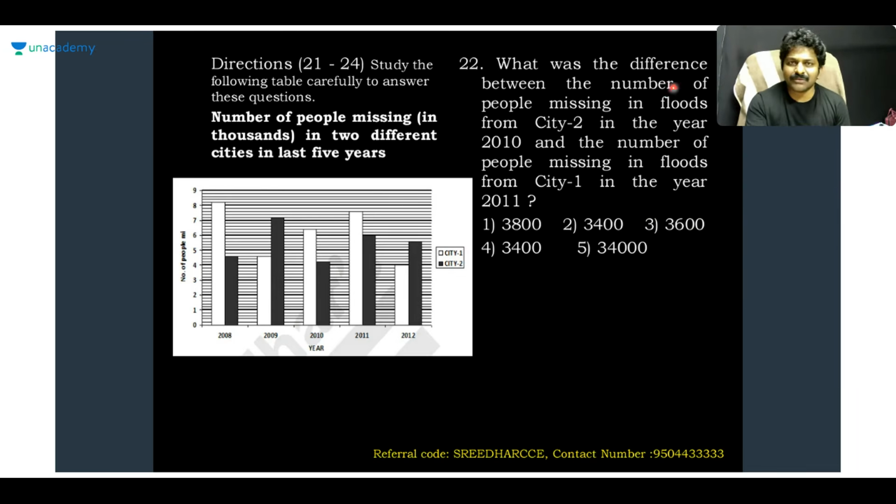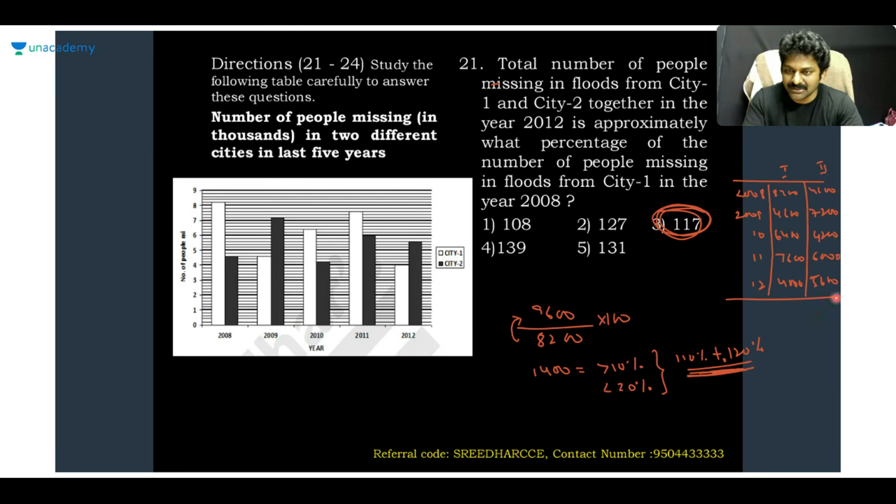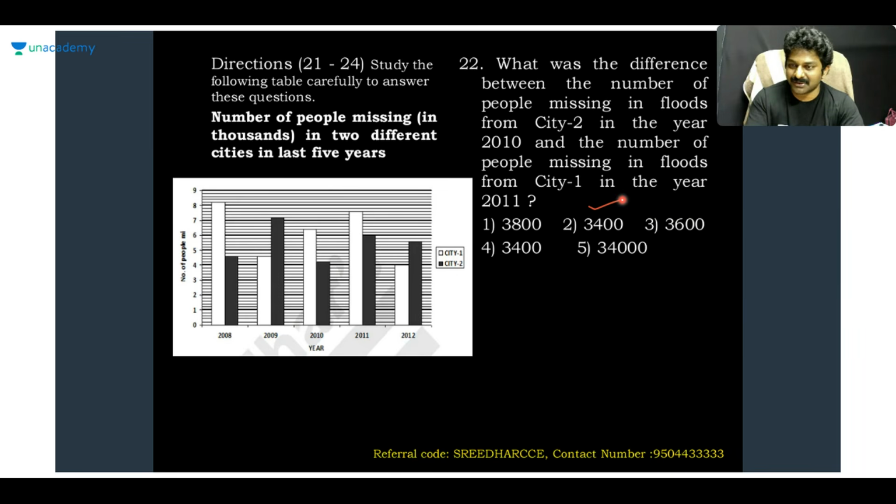Next, what was the difference between the number of people missing in floods from city 2 in the year 2010 and city 1 in 2011? City 2 2010, 4,200, and then city 1 2011, 7,600. Difference between these two numbers, 3,400. Second option. You're saving your time.